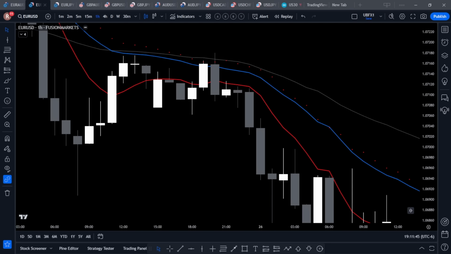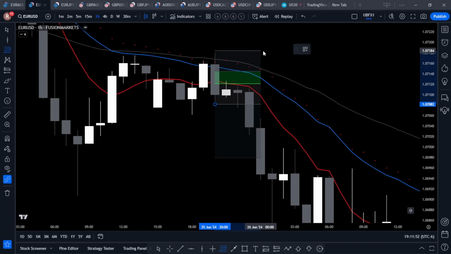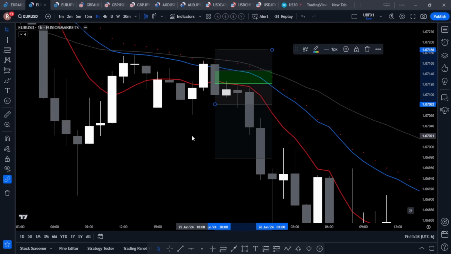So again, I'm going to take my Fibonacci tool. I'm going to place it where my entry would be, drag it to where my stop loss would be, and now I'm going to use this Fibonacci window as my entry. Because it's a short trade, I'm looking for the price to pull back, get to the bottom of that Fibonacci window, and that becomes where I enter the trade.